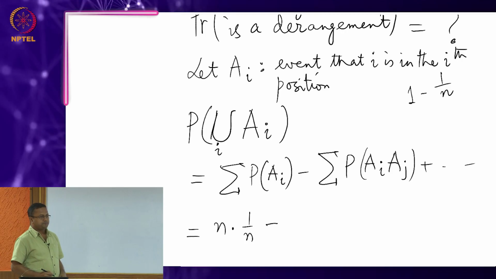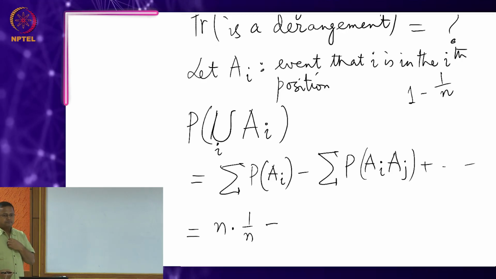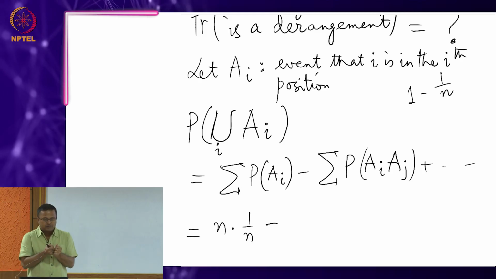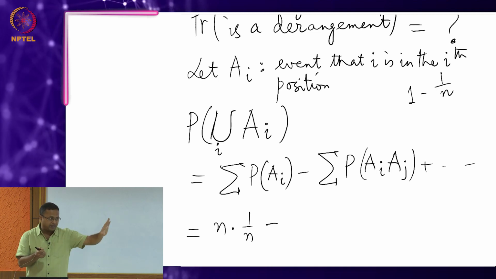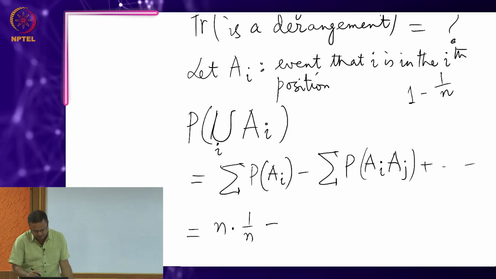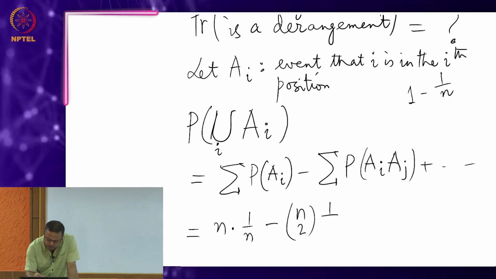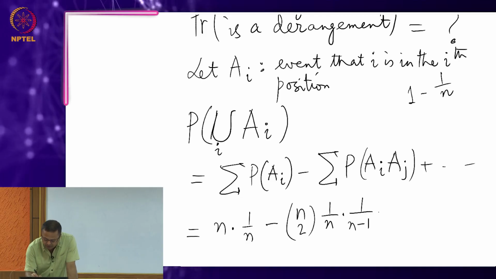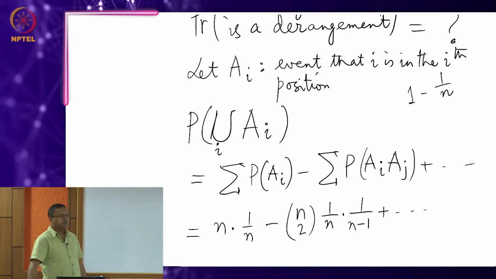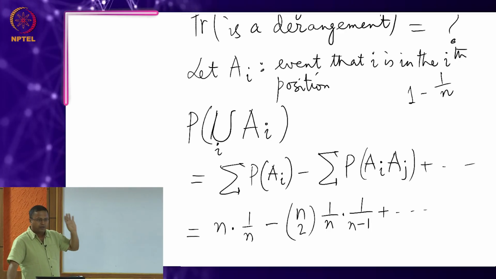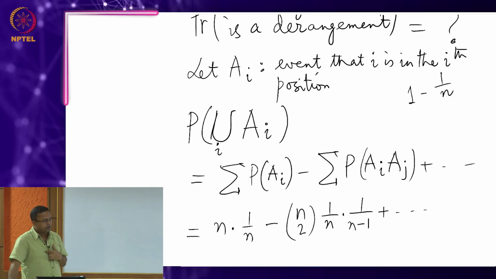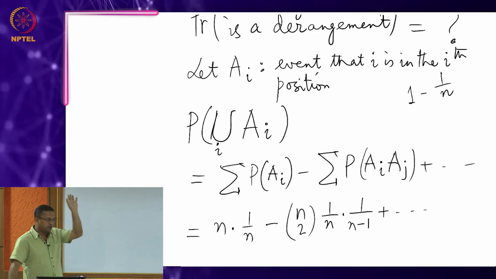What about the next term? Two go into their correct positions, right. So, the first one goes, that probability is 1 by n. n choose 2 will come later because that is the number of terms. So, 1 by n into 1 by n minus 1, right. So, that is n choose 2 into 1 by n into 1 by n minus 1, plus dot dot dot. So, finish it now. The next term would be n choose 3 into 1 by n into 1 by n minus 1 into 1 by n minus 2, and so on and so forth till the last term. So, here you have 1 by factorial n and the index would be minus 1 to the power of n.